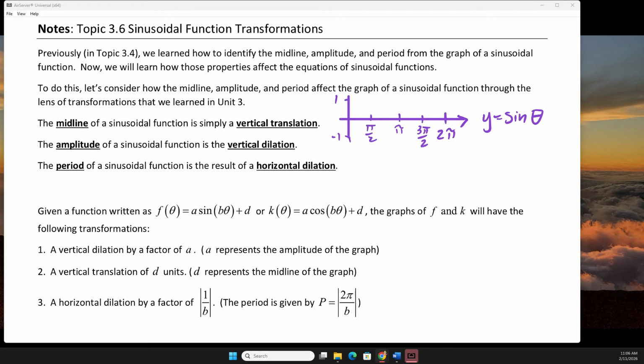The parent function anyway. Okay, do you guys remember what the sine of 0 is? Like no rotation, what the y coordinate is? 0. What about pi over 2? 1. Pi? 0. 3 pi over 2? -1. And then a full rotation? Also 0. This is what one period of sine, the sine curve, looks like.